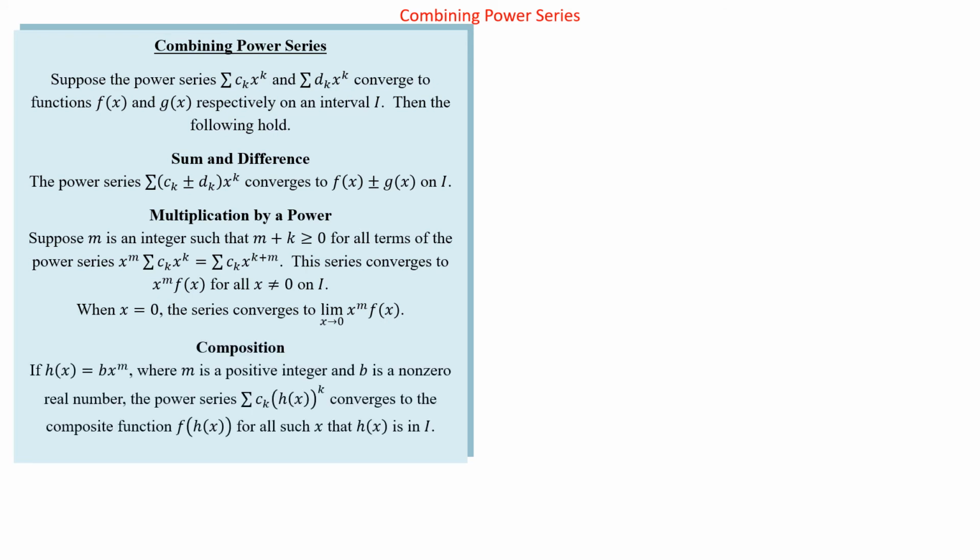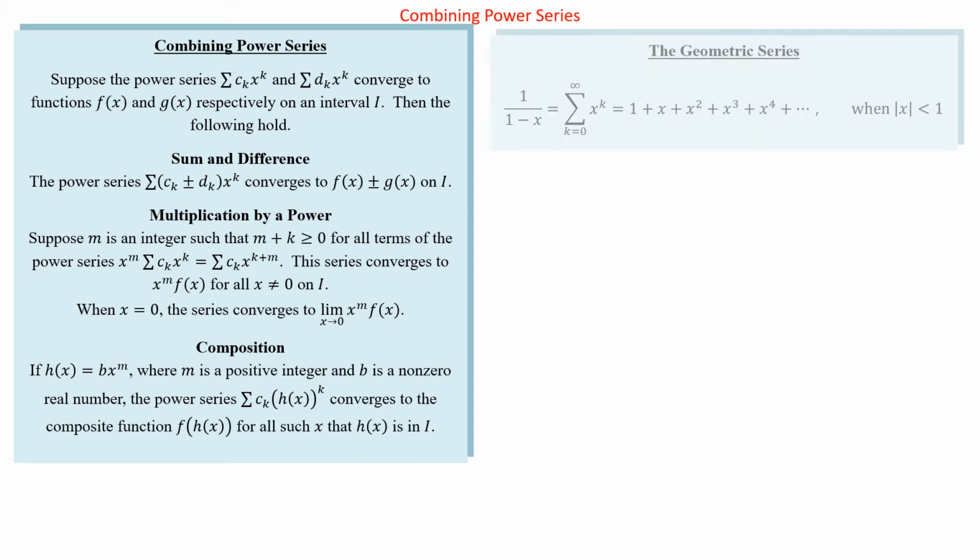And then composition. If we have a composite function, a function of a function, so we replace a value with a different value, it will still converge as long as the composition is inside the interval of convergence. So let's look at a couple examples of these.